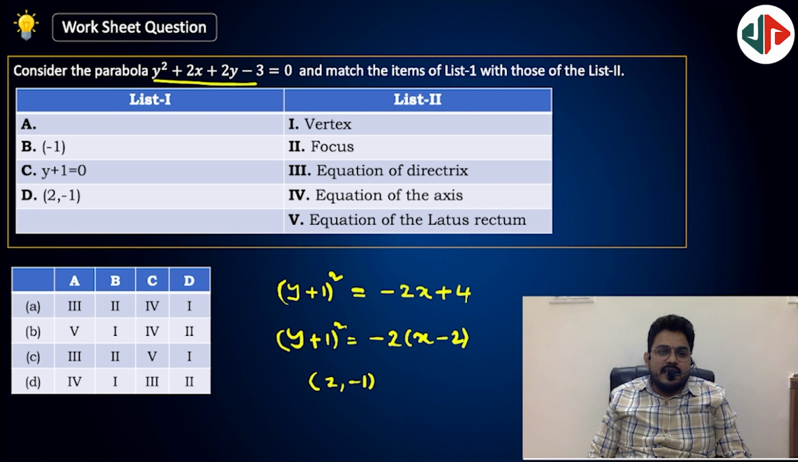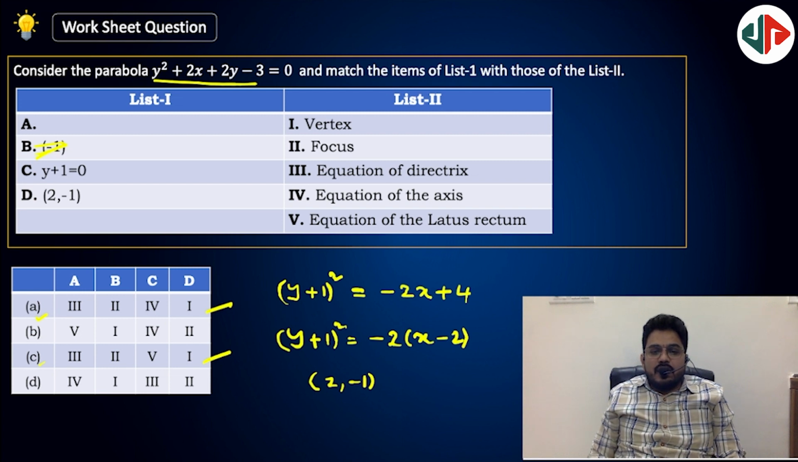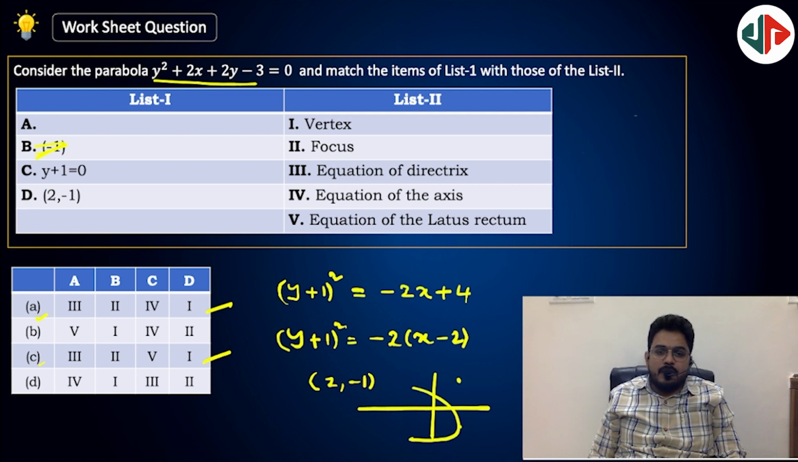So either this is possible or this one. Either this or this one. And the focus point, actually I think this point is missing here. Equation of directrix. So (2, -1) will be here. This value will be like this: (2, -1). Okay.